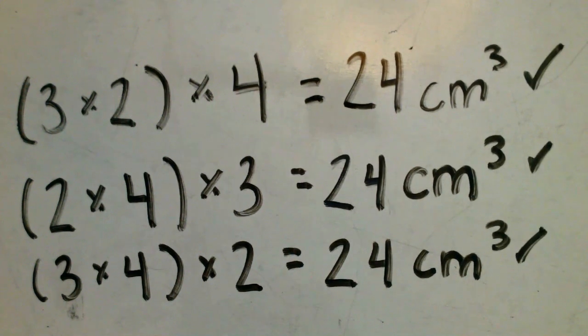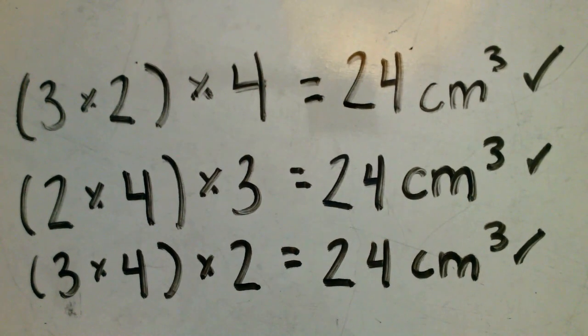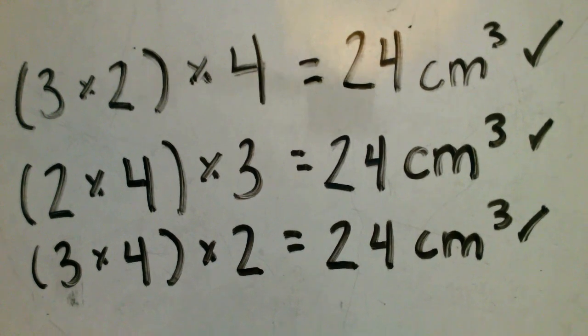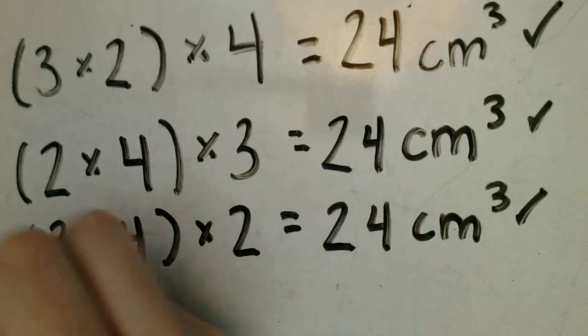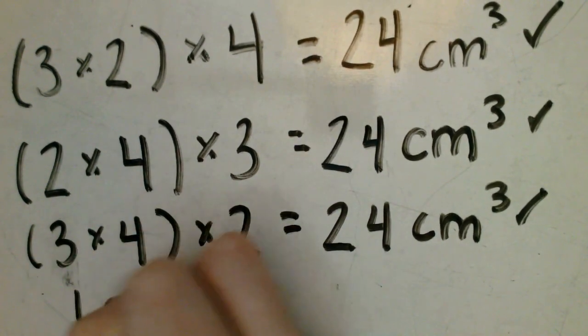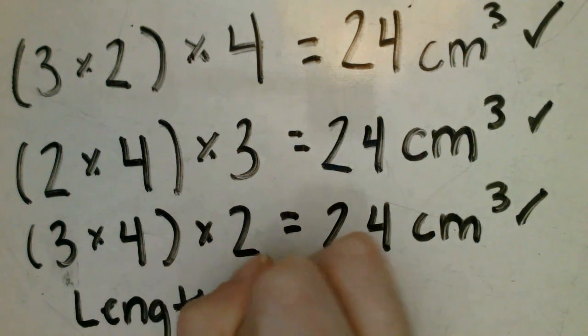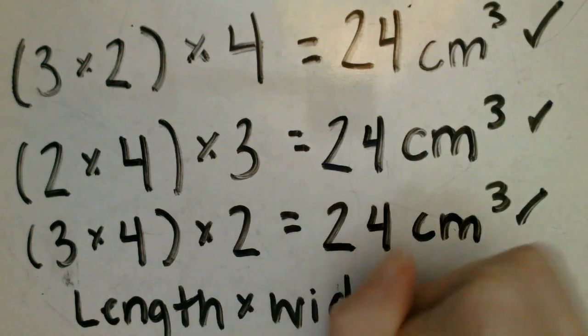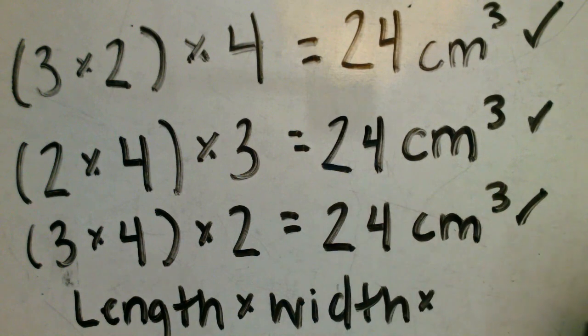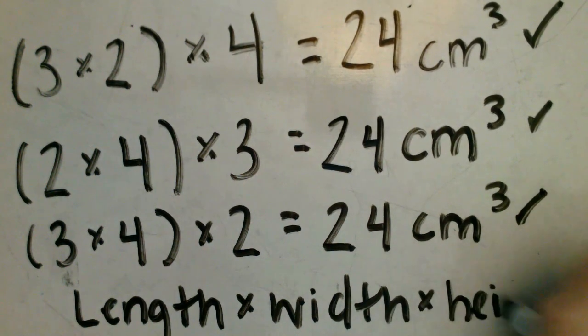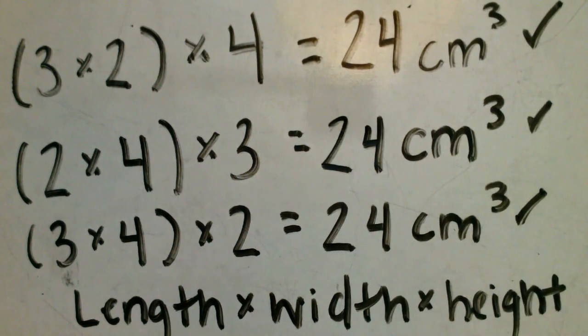So when solving for volume of a rectangular prism, the only 3 things you need are your length times your width times your height. And that will give you the correct answer for your volume. No matter which way we wrote this, it's still a multiplication problem. So it still gave us the same answer.